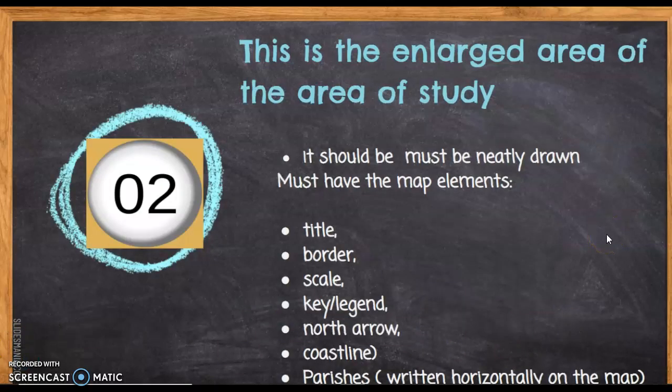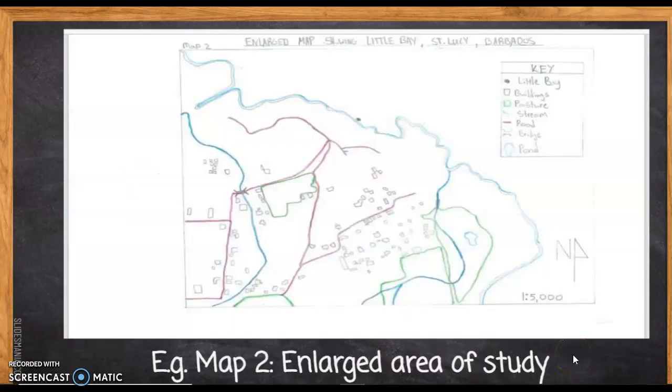For the second map, this is the enlarged area of the area of study. It must also be neatly drawn and must also contain the same map elements. It must have the title, the border, scale, key or legend, a north arrow, coastline if applicable, and parishes depending on how large that area is. Map 2 is an enlarged area of the study. Now this area that is being studied is Little Bay, St. Lucie, Barbados. As you can see, this map also contains a border, which is the area put into a box.